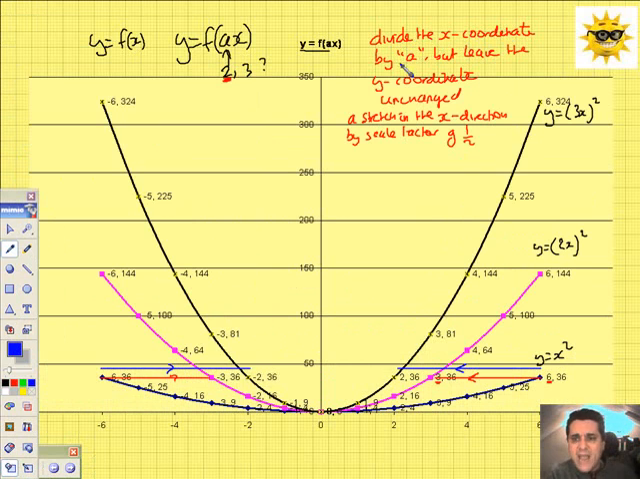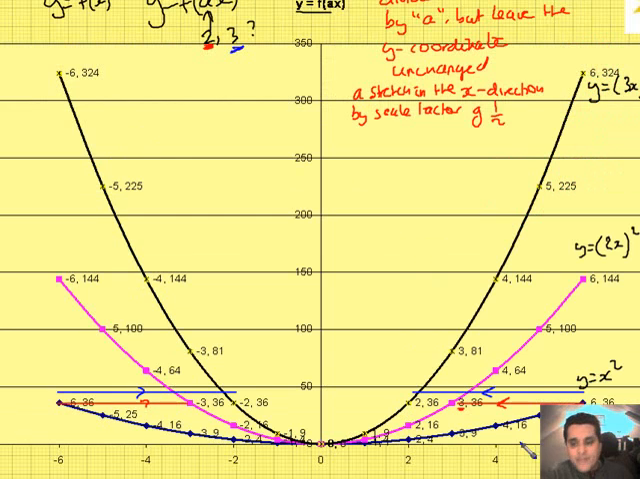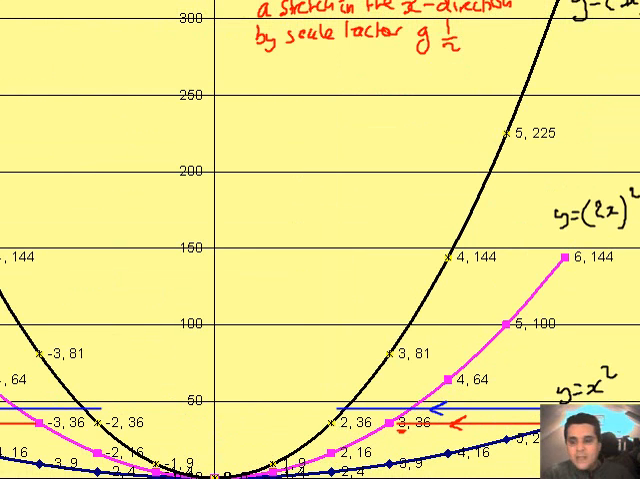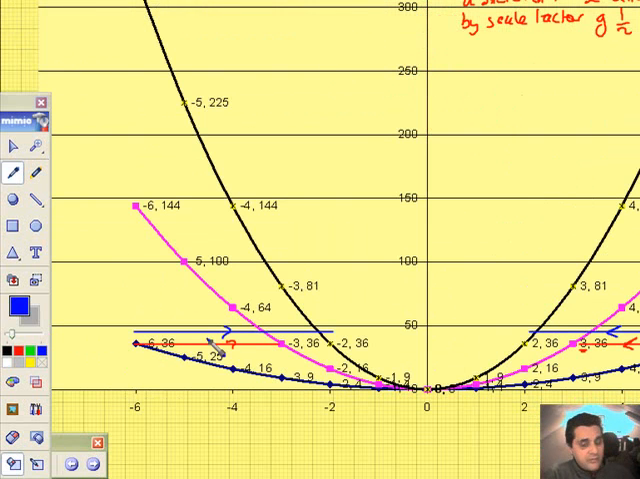I'm dividing the x coordinate by the value a, but this time I'm dividing by 3. What is 6 divided by 3? Answer 2. So I'm going from (6, 36) down to (2, 36), because 6 divided by 3 is 2. I'm going from -6 divided by 3, hence -2. So from (-6, 36) to (-2, 36), and that has the effect of squashing it even more.